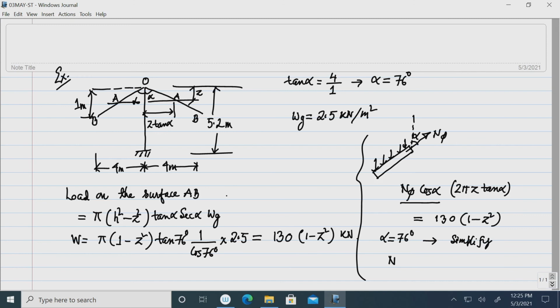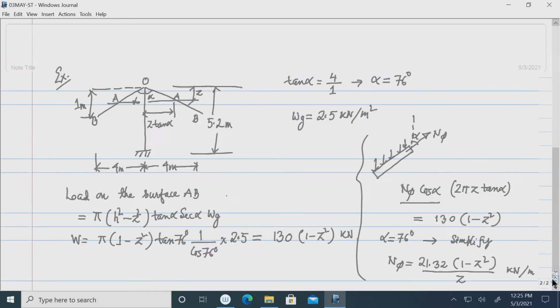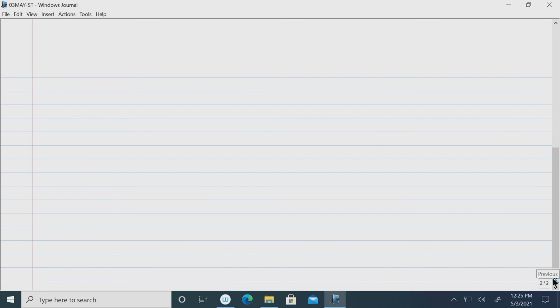We get n phi equal to 21.32 into 1 minus z square divided by z. So, this is again kilonewton per meter. The unit of n phi is kilonewton per meter. So, n phi we have obtained. Now, we go for obtaining n theta.